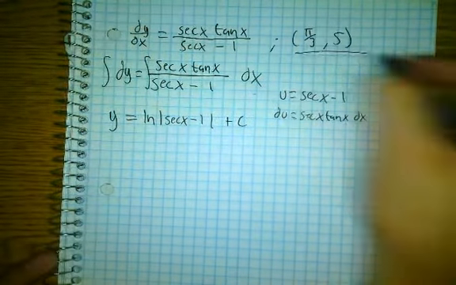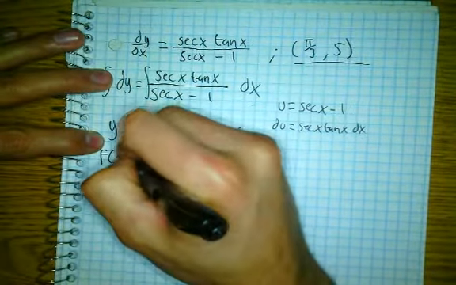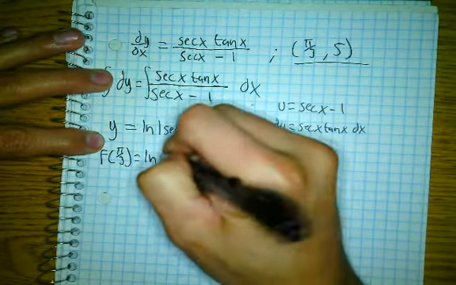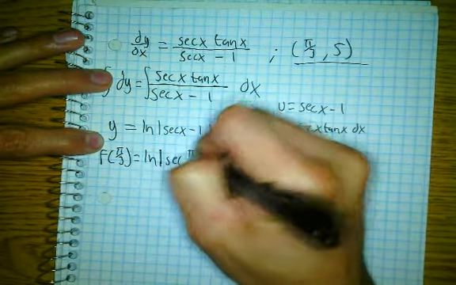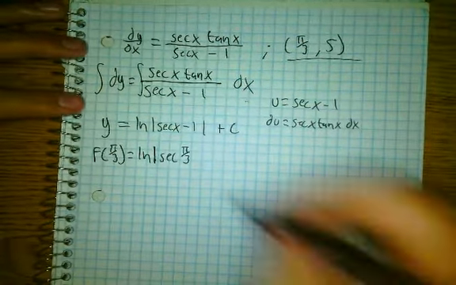Yeah. Now we're going to plug in pi over 3. So now we know that f of pi over 3 is equal to the natural log of the absolute value of secant of pi over 3. Hopefully you did well in pre-cal and you remember your unit circle.